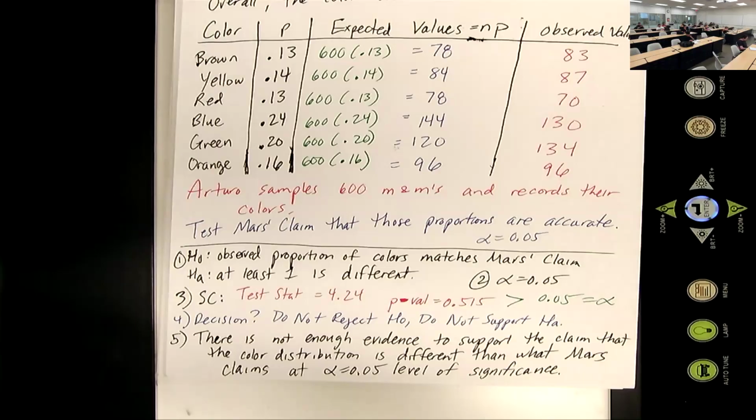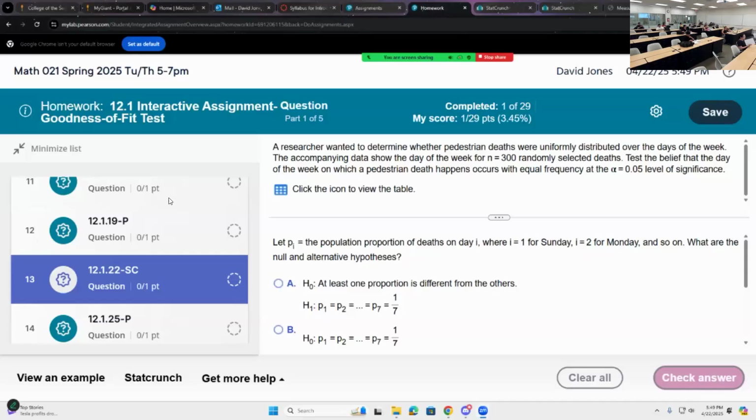Alright. I'm gonna go back over to StatCrunch and show that problem. Or, I guess it's not StatCrunch, it's Pearson. So this is the 12.1 interactive, this is the one that says 13 over here.